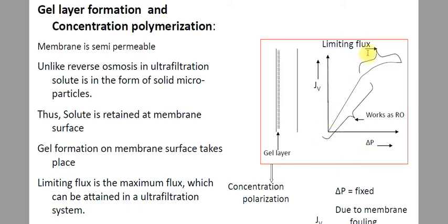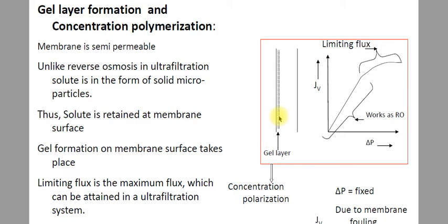But in ultrafiltration membrane, after some value of the pressure, you will find that the flux will start to reduce and then it will become constant. At this point, when you increase the pressure, flux will not increase. So this is called the limiting flux in ultrafiltration, and this happens due to the formation of the gel layer. Why? Because when you increase the pressure, the flux of water will increase. When the flux of water increases, the thickness of the gel layer will start to increase.